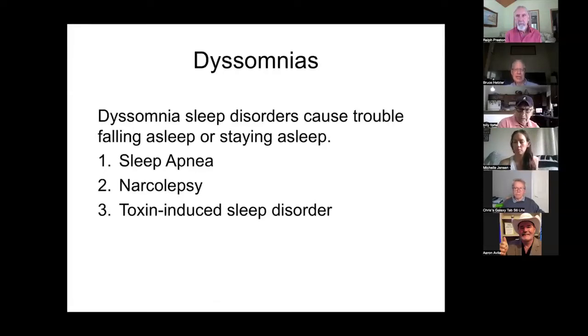Then there are dysomnias. These cause trouble falling asleep or staying asleep. The best known is sleep apnea. And I'll say more about sleep apnea later, but basically, people with sleep apnea can't sleep and breathe at the same time. When they fall asleep, they stop breathing.